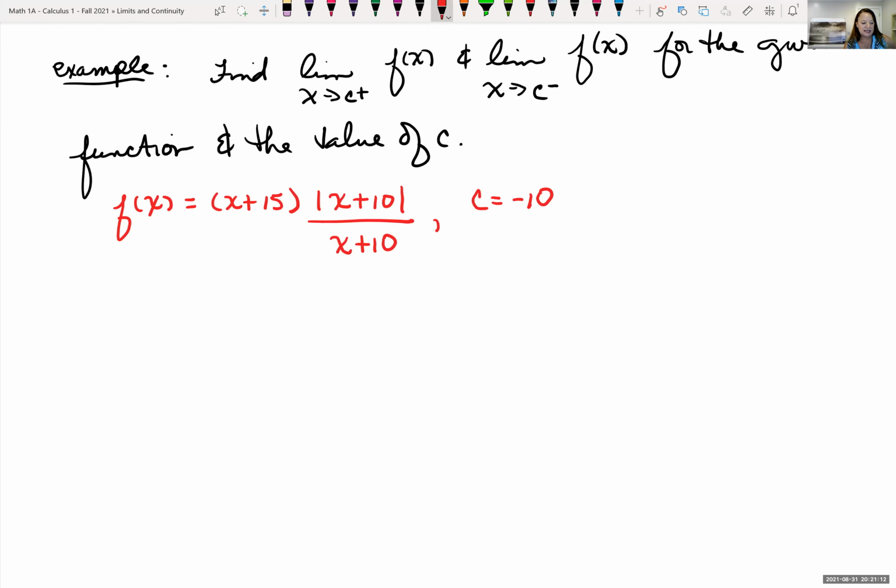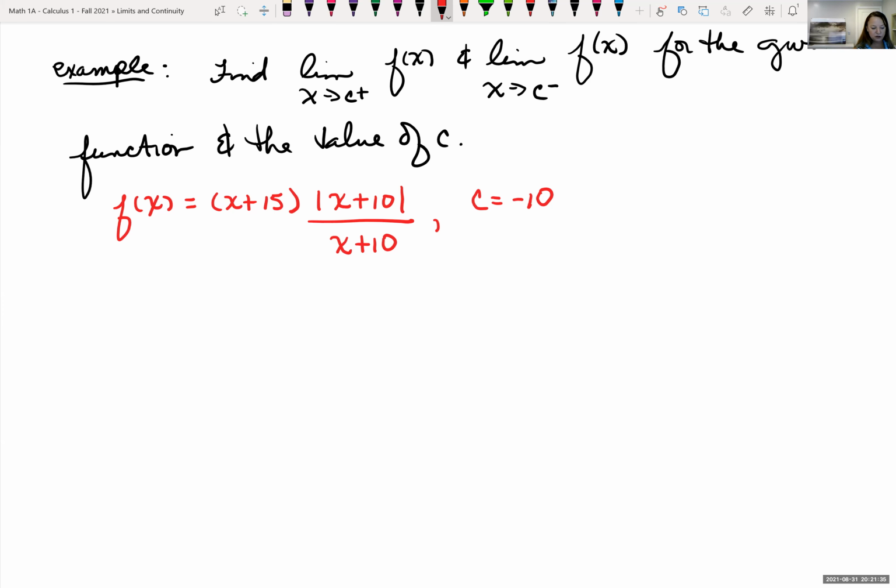Okay, so in this example, it asks us to find the limit as x approaches c from the left, from the right of f of x. And it tells us that our function f of x is x plus 15 times the rational piece, which is absolute value of x plus 10, and then that's all over x plus 10. And we're looking at the value that we're approaching from the left to be negative 10.